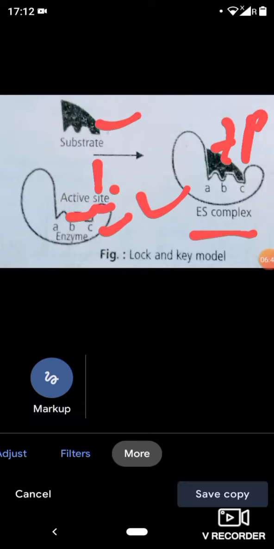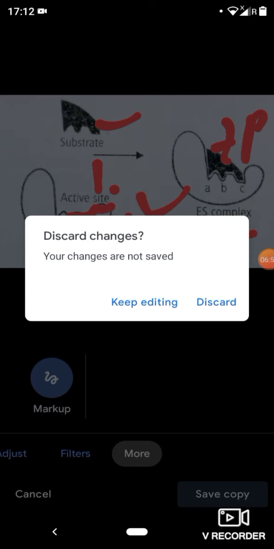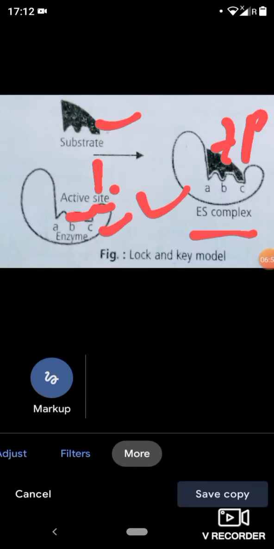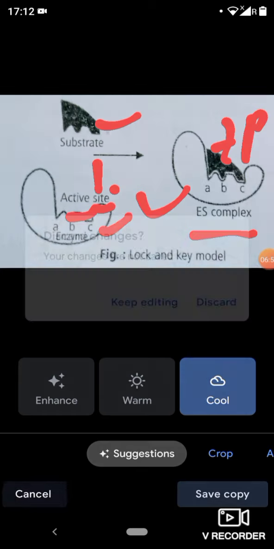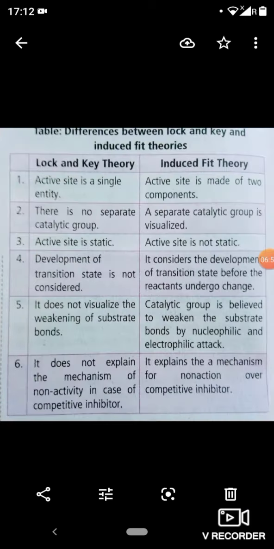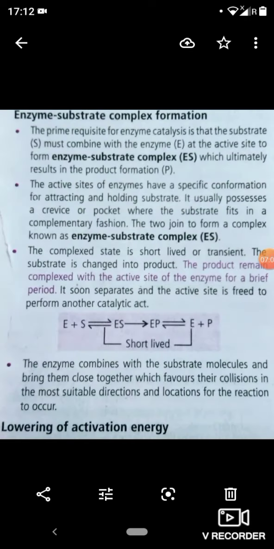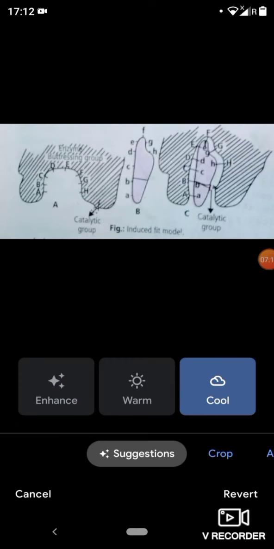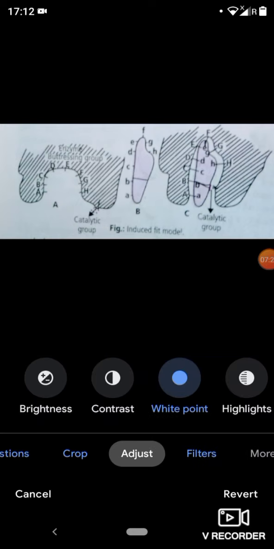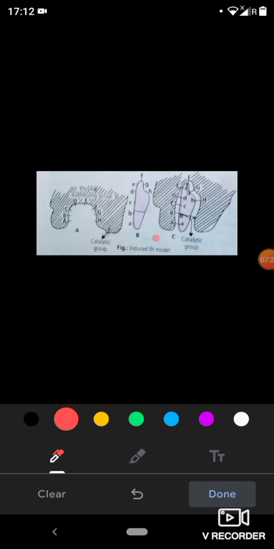Then the next is about the induced fit hypothesis. The induced fit hypothesis was proposed by Daniel E. Koshland in 1959. According to this theory, the active site of the enzyme contains two groups. We have already discussed the active site, and it contains two groups.